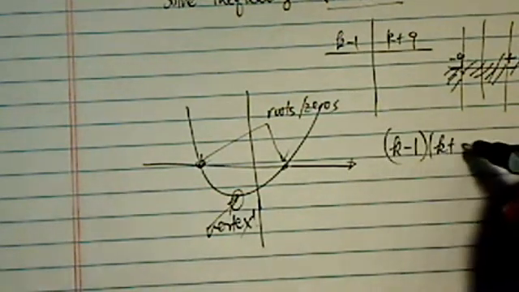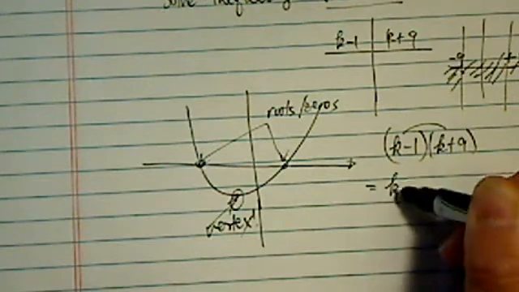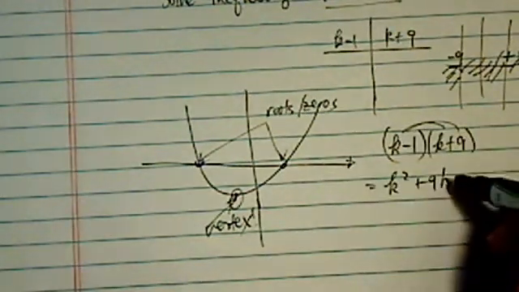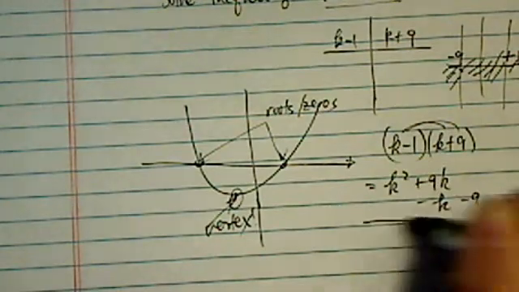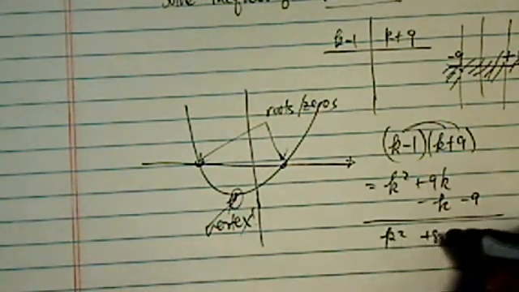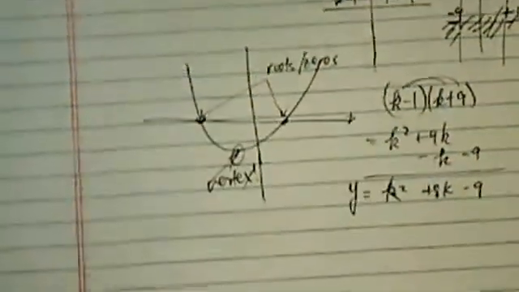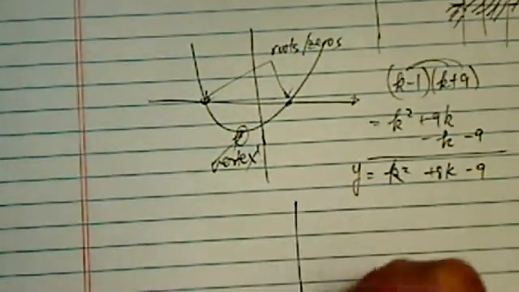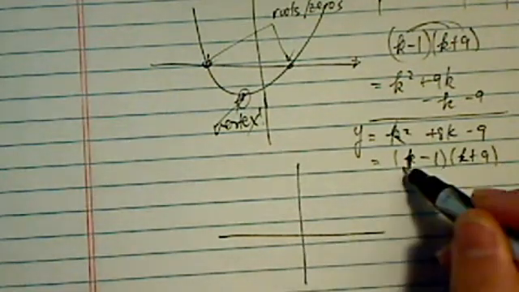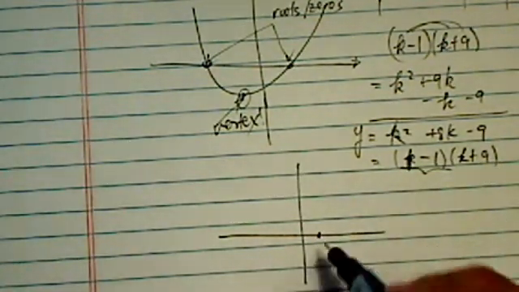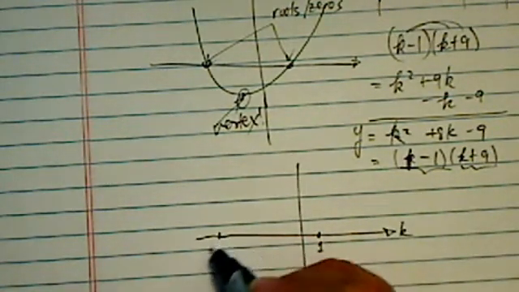The reason that we see this one as a quadratic is if you open it up, you have k squared plus 9k minus k and the minus 9 here. So you have k squared plus 8k minus 9. If you were to graph this one, you have a quadratic. And where does it cross the x-axis? At 2 points, because when you factor this one, let's put it back where it was before, (k-1)(k+9). When this part equals 0, that's k equals 1. When this part equals 0, that's k equals -9.